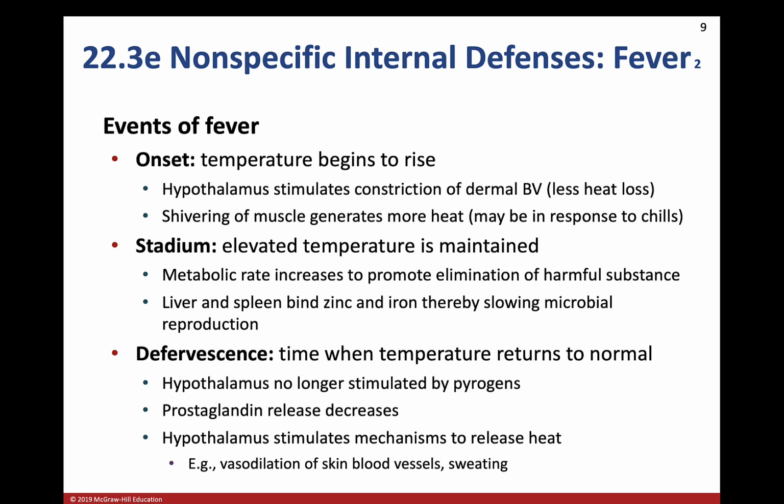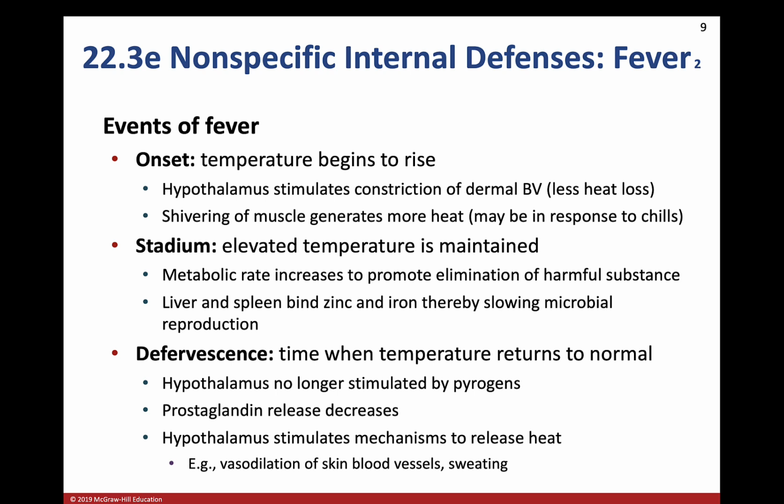Stadium, this is the stage in which the elevated temperature is maintained for a period of time. During this time, metabolic rate increases, and this is to promote elimination of harmful substances. We also will see that the liver and spleen will bind zinc and iron, and this actually will slow microbial reproduction. The final stage is defervescence.